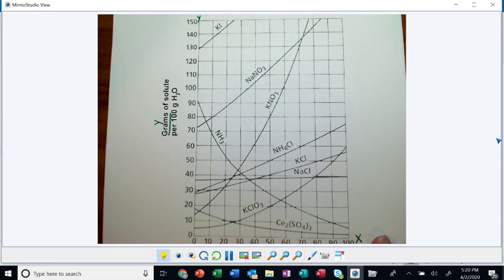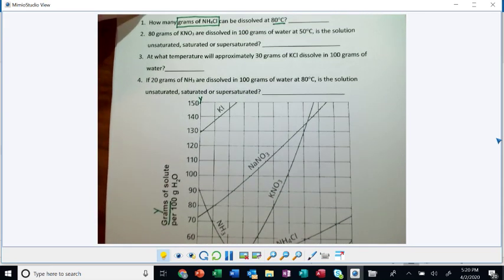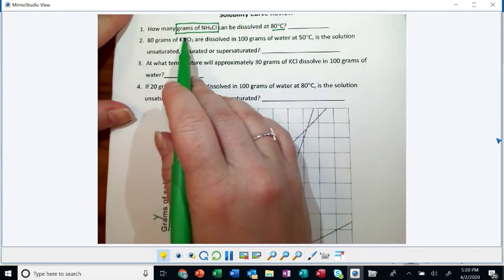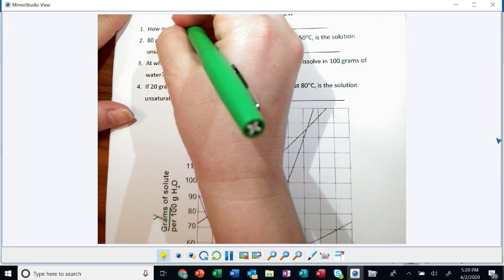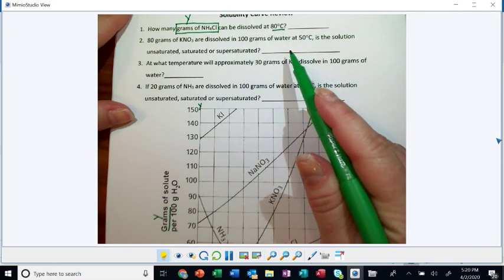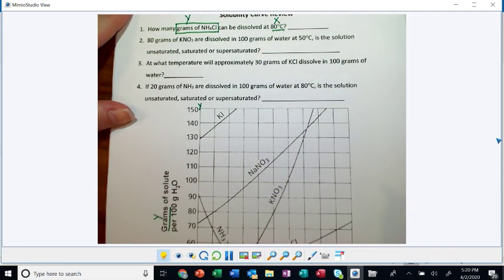So I'm going to go back up here and label the question. Like I said, I'm looking for grams, so grams is the Y coordinate that I'm looking for. Can be dissolved at 80 degrees Celsius. Temperature, again, was our X. So they gave us the X coordinate and we are now looking for the Y.